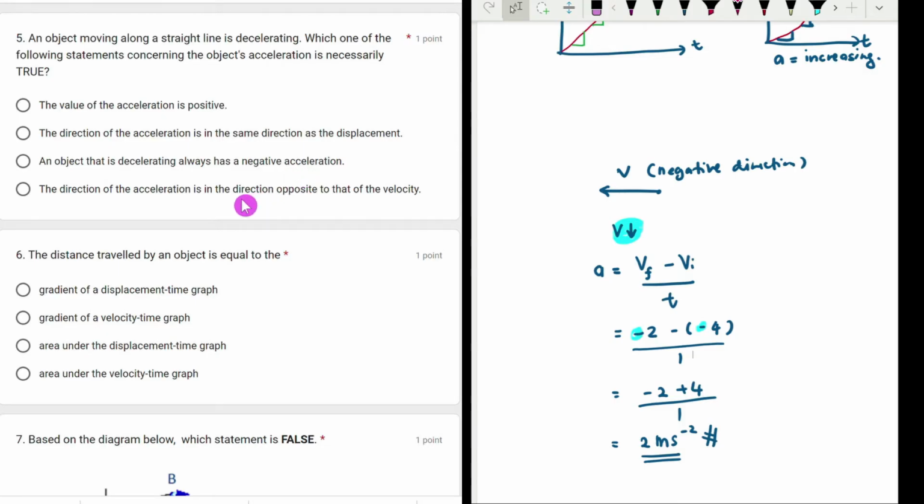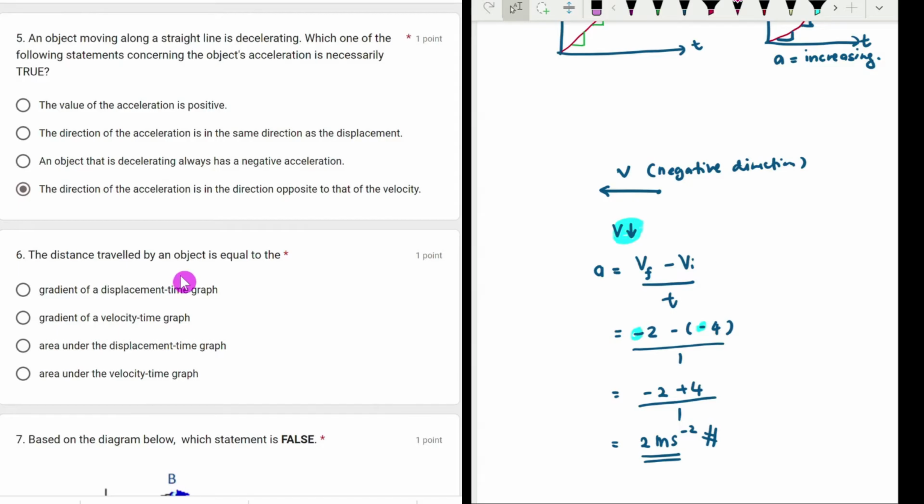And then the last one, the direction of the acceleration is in the direction opposite to that of the velocity. Betul? Means that, let's say the direction of the velocity is to the right, but the direction of the acceleration is in opposite direction. So the answer yang paling tepat adalah yang D lah, yang terakhir sekali.